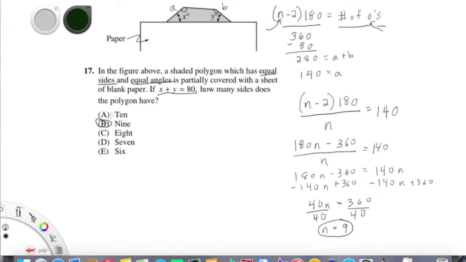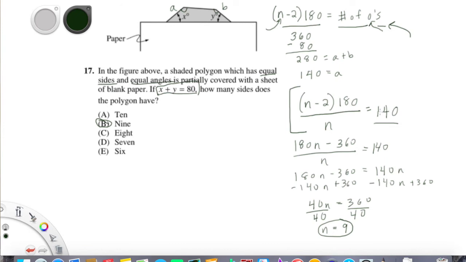What's important to see here is that even though it may not be obvious right away how this information, that is, x plus y equals 80, is going to lead us to the answer to our problem, what's important is to work through what we do know anyway. And the other important thing was this equation right here, knowing that we have an equation that will give us the total number of degrees, not the number of O's, remember, but the number of degrees, and that we can divide by the number of angles or sides that we have, and we will get the degree measure for each individual angle.